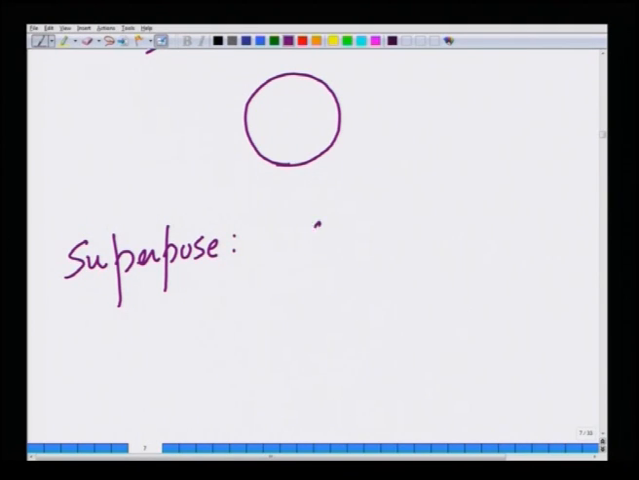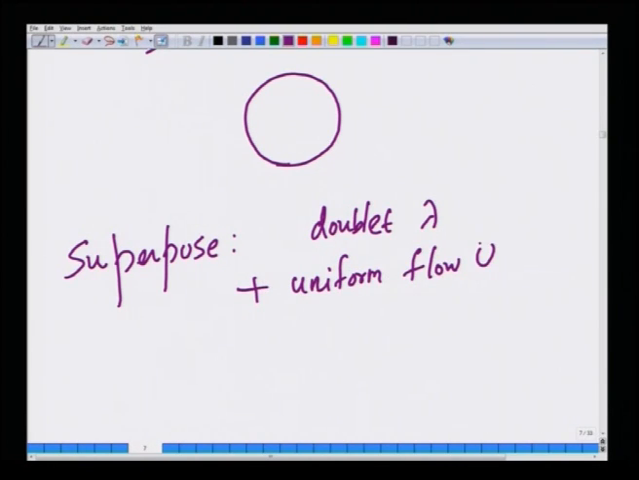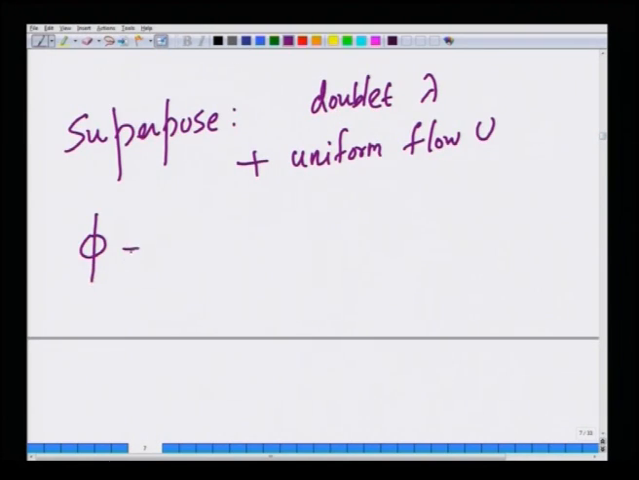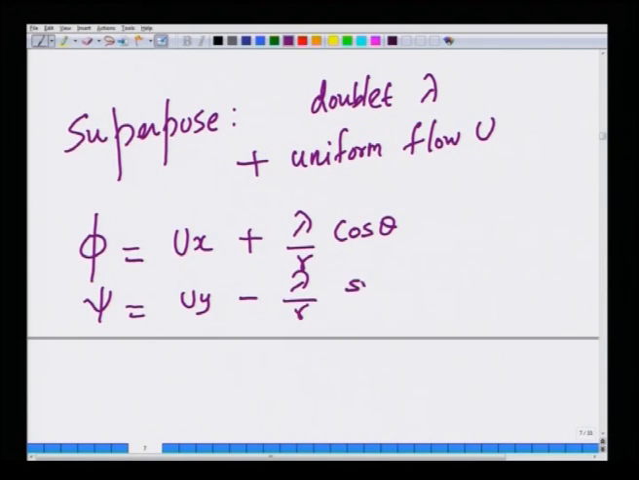a doublet of strength lambda and uniform flow with velocity u. Essentially, you superpose these two. We know the uniform flow potential, which is u x, and we know the doublet potential, or similarly the uniform flow stream function and the doublet stream function. We just derived this. I am going to show you that these correspond to potential flow past a cylinder.